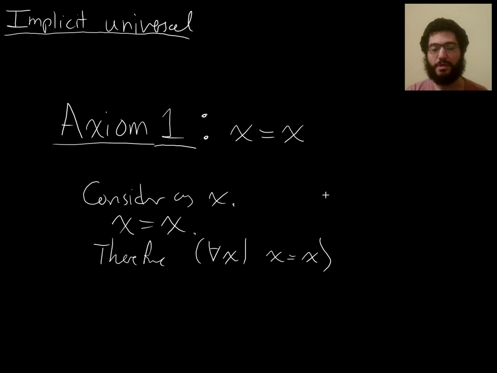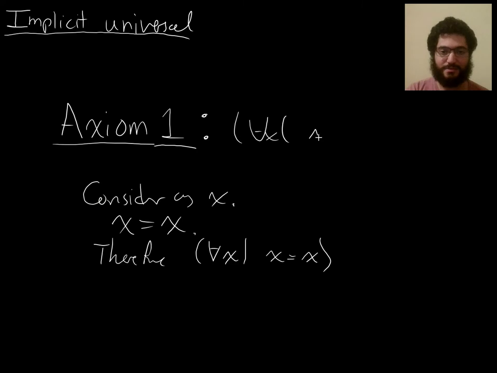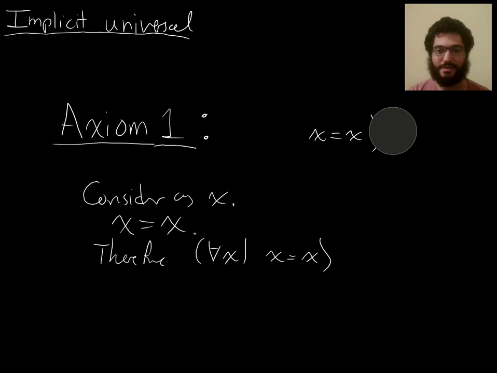Now, why do people omit it? Why do people leave it out? Why not make this be axiom 1? Wouldn't that be more clear? The answer is basically laziness. If we can get away with writing less, then why not? So people will write this, but they will know that they're just a universal generalization away from putting the universal quantifier there.